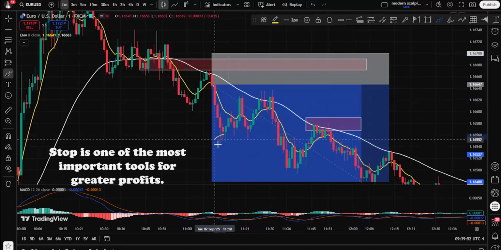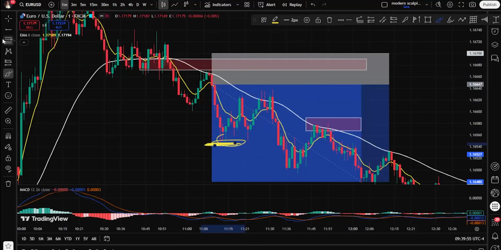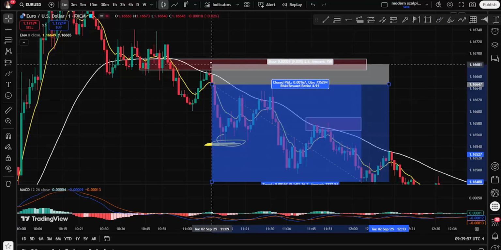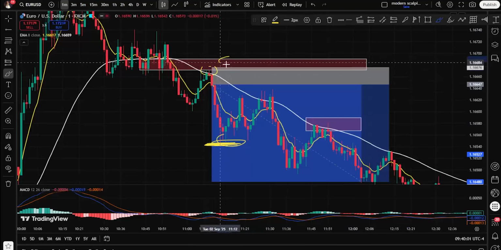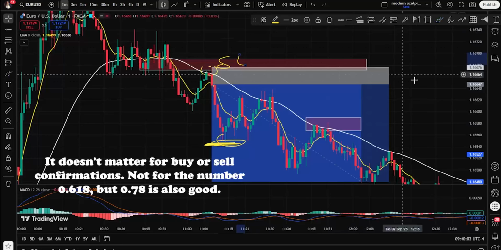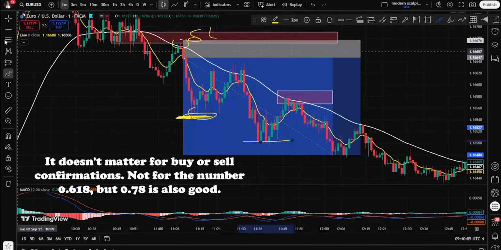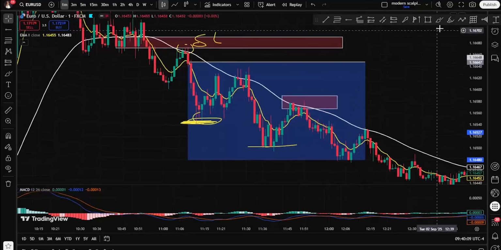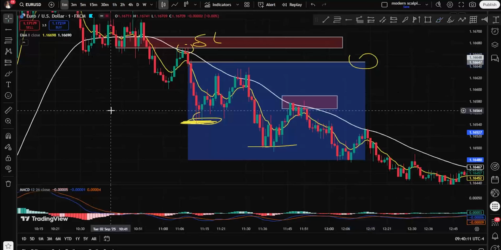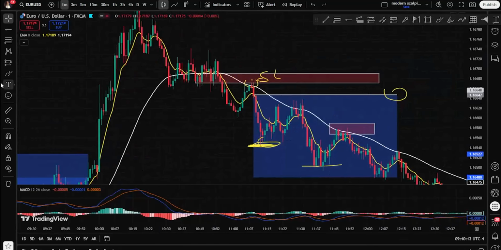Stop loss. One of the biggest mistakes in scalping is that traders do not set a loss limit. In this strategy, it is better to set the stop a little below the 61.8% Fibonacci level for buying, or above it for selling. This way, even if the market moves in the opposite direction, your losses will be controlled.